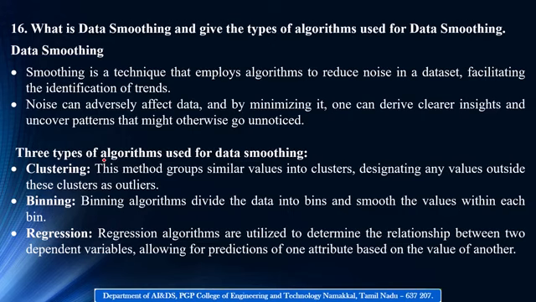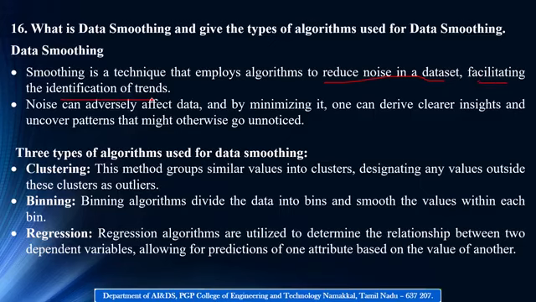Then the next question is data smoothing. What is data smoothing, and give the types of algorithms used for data smoothing. First, try to understand what smoothing is. Smoothing is a technique to reduce the noise in the data set. Noise means unwanted things: an error, unfilled data, incomplete data, duplicate data, abnormal data, whatever it could be.